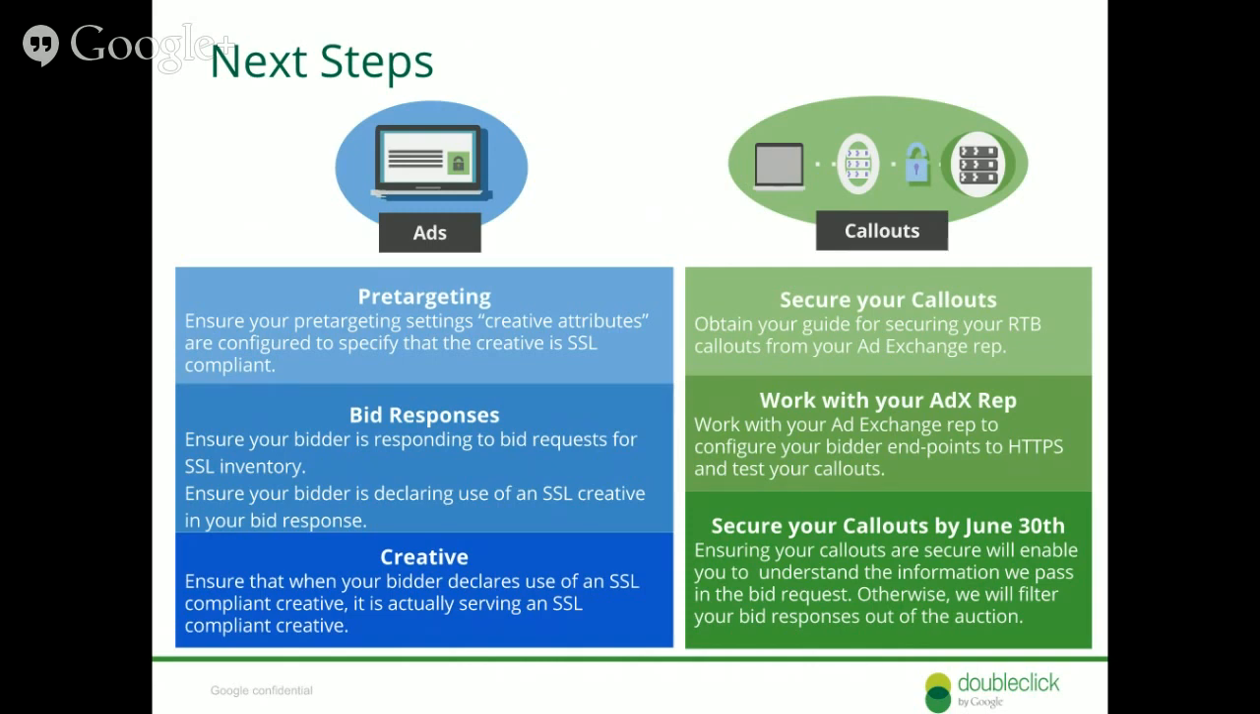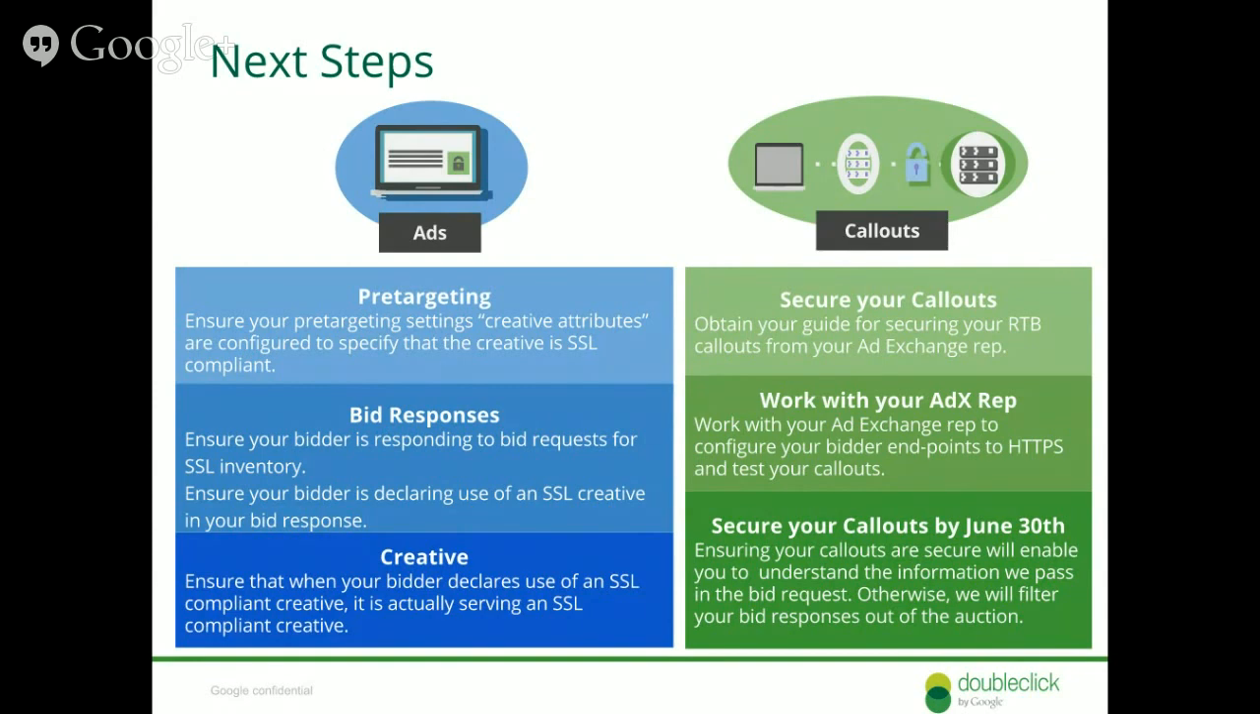So making sure that you're not including rich media non-capability as non-SSL. The second thing is ensuring that your bidder is responding to bidder requests for SSL traffic, and that your bidder is declaring use of SSL within the bid response. And the last thing is, when you are responding on SSL traffic, making sure that the entire creative and every pixel included within it is HTTPS. Otherwise, we will flag the creative as non-SSL, and it will not be allowed to run any SSL inventory.